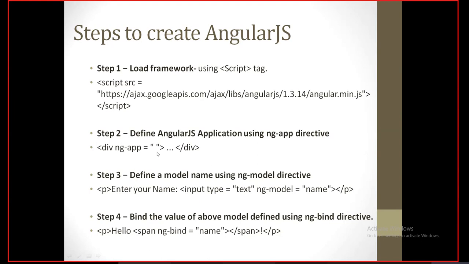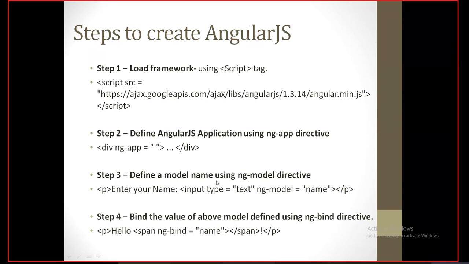Now, when do we give a name for this application module? When we have to define a controller for it, or when we are going to use this module as a part of some other module. At that time, this name is used. For now, let us keep it blank. It is allowed. In between, we will define all our AngularJS application program, whatever it is, and then finally we will close that division. Now, in between the opening and closing of the division tag, we need to define the model name.